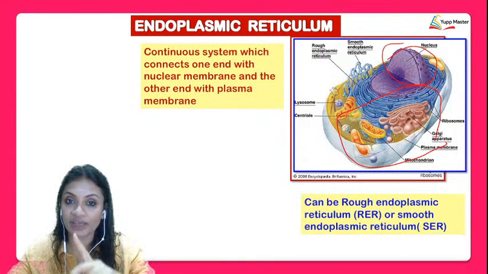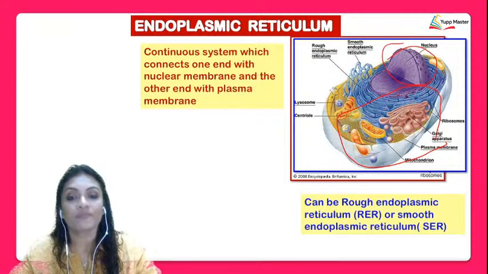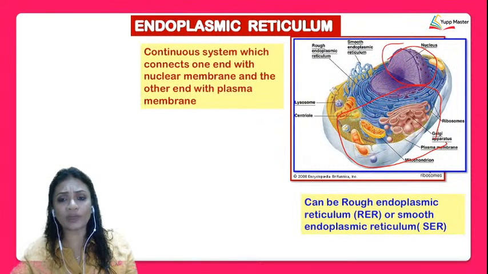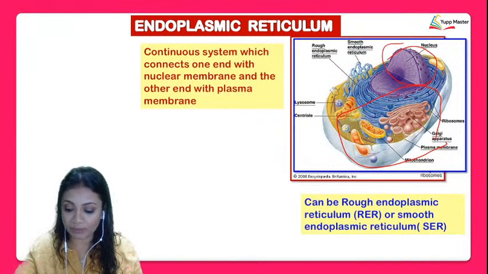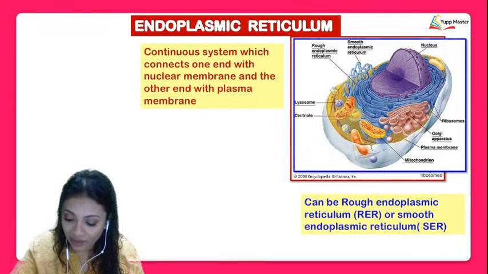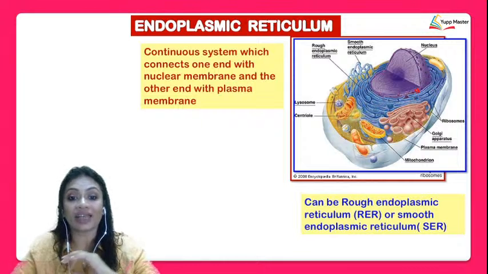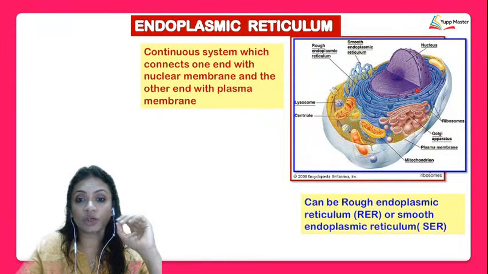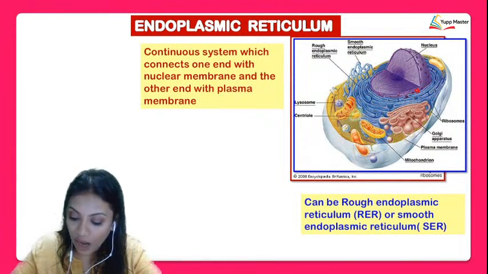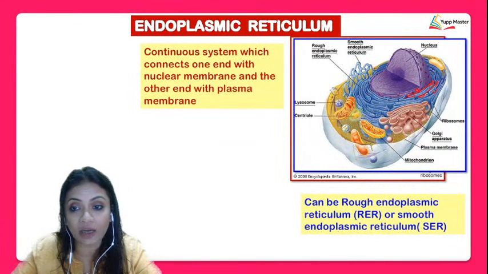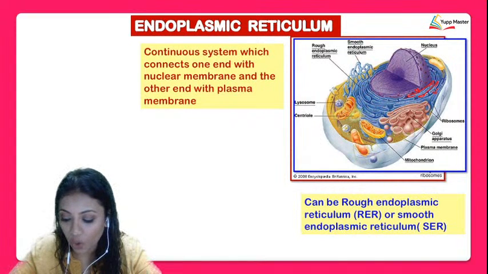So now let's see where this starts and where it ends. The endoplasmic reticulum is going to be beginning at the level of the nuclear membrane. Can you see that region over there? That is where the endoplasmic reticulum starts. And look at how it is continuous. Can you see how it is continuously there, going all the way up to the plasma membrane.